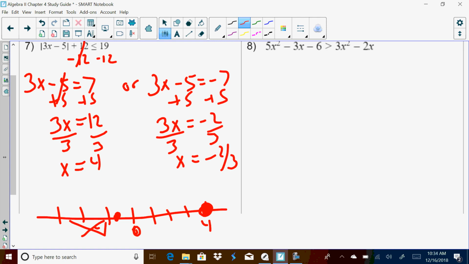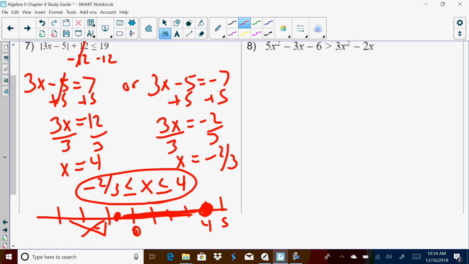Did work. If I plug in 5, I get 15, 10. 10 plus 12 is 22. So 5 didn't work either. So the answer is between the two. So I write it out as an inequality as -2/3 is less than or equal to x, which is less than or equal to 4. And the number line and the inequality is my solution.